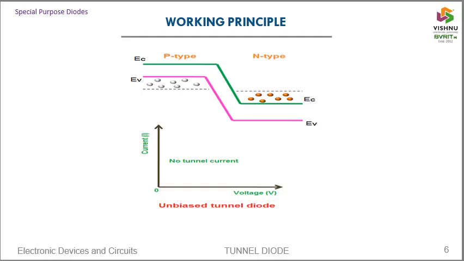Coming to the working principle, the working of a tunnel diode is based on the tunneling effect. Due to the very thin depletion region, electrons can directly move from the conduction band of the N side to the valence band of the P side without needing high energy. This happens even at very low voltages, which is why tunnel diodes operate at low voltage levels.